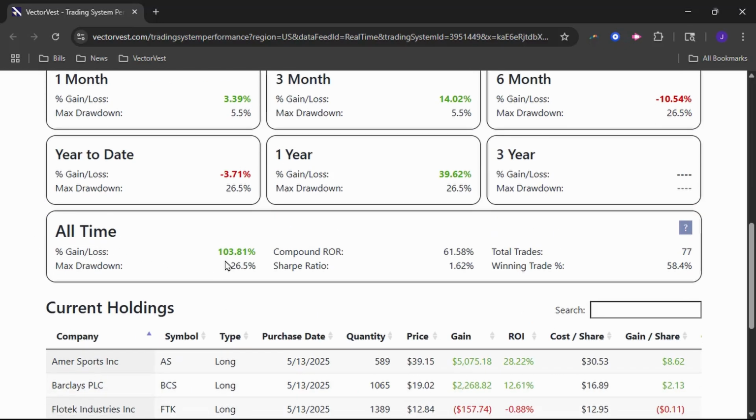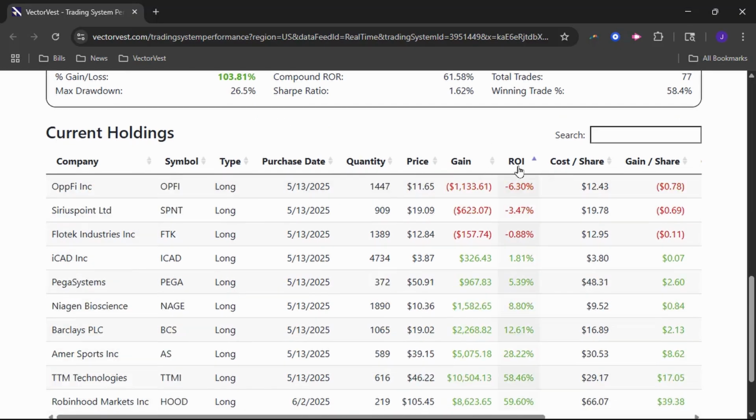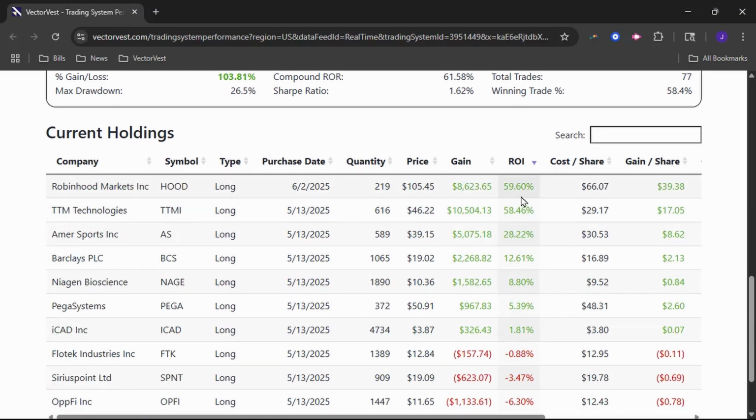Here's the all-time stats, 104% total. Compounded rate of return, 61.58%. Win rate, 58%, so that's pretty good. And here are the current holdings. Okay, if I sort by ROI, you got Hood up about 60%, you got TTMI up about 58%, and so on.